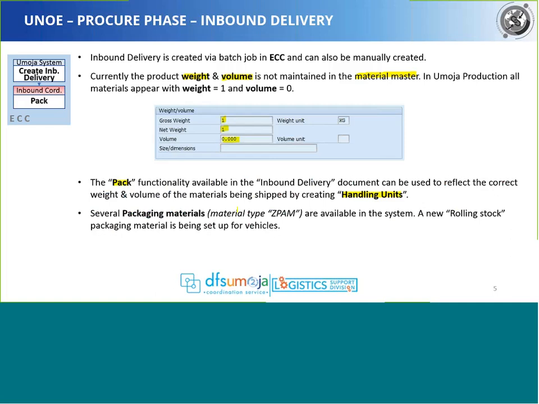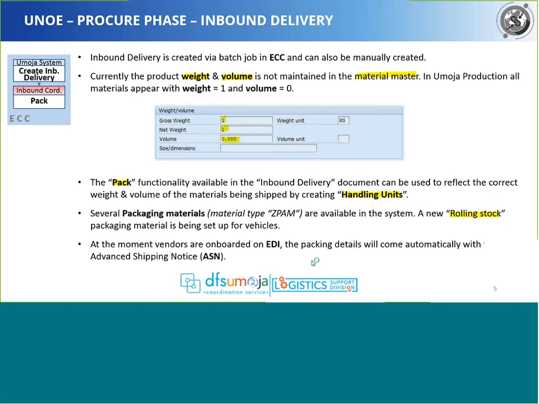Okay. Especially for vehicles, because most of the vehicles are shipped as rolling stock, okay? A new packaging material for this rolling stock will be configured in the system, and by using that packaging material, we'll be able to specify the weight and the volume.